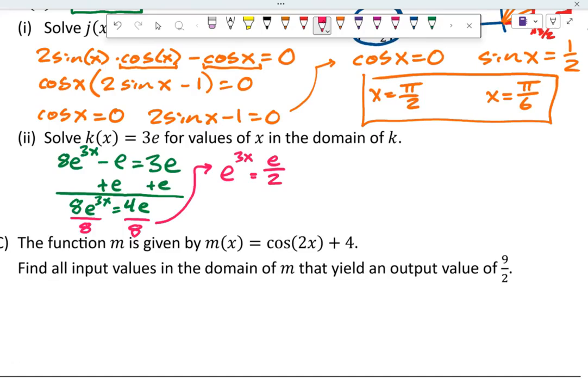Now, this is an exponential. I want to solve for x. I need to get rid of the exponential. What do I do to both sides to get rid of my exponential? What's the base here, guys? We use logarithms. Which log has base e? So we natural log both sides.